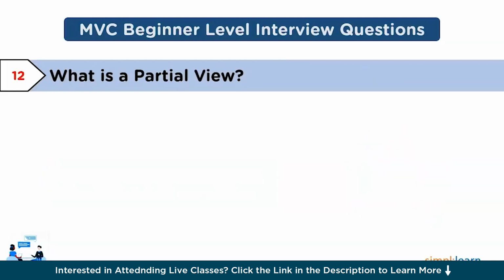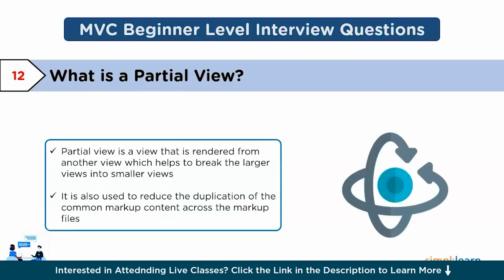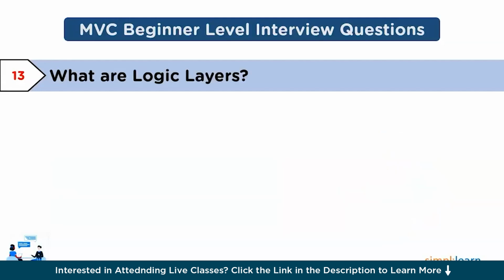What is a partial view? Partial view is a view that is rendered from another view, which helps to break the larger view into smaller views. A partial view is also used to reduce the duplication of the common markup content across the markup files. What are logic layers?